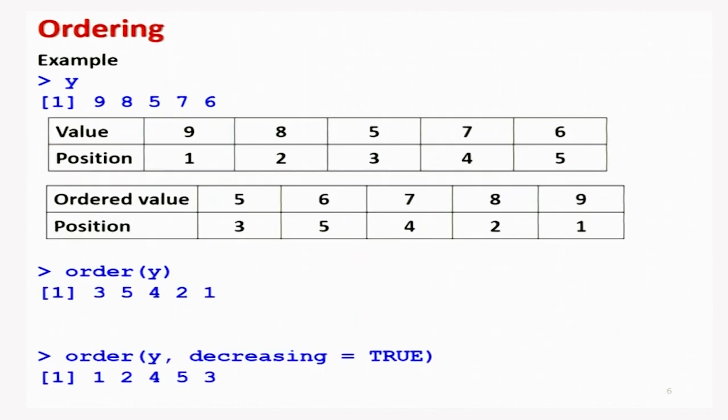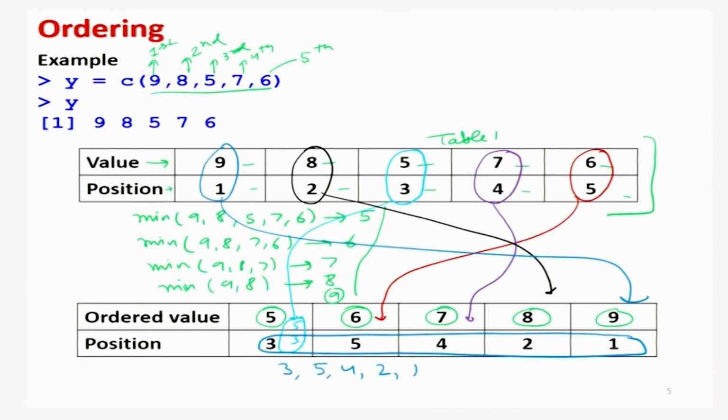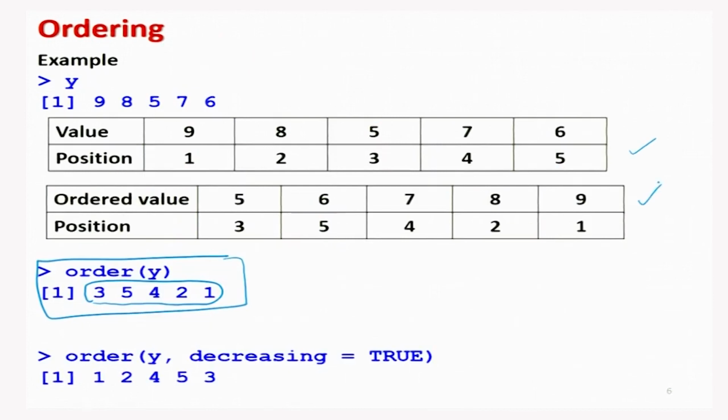Now, I do one thing here. I execute the command order y on the R console, and I get the outcome 3, 5, 4, 2, 1. So, the question is, what is this 3, 5, 4, 2, 1? Whatever I have done here, I have written 3, 5, 4, 2, 1, and I have also copied and pasted these two tables here. So, you can see this is 3, 5, 4, 2, 1. This is the outcome.